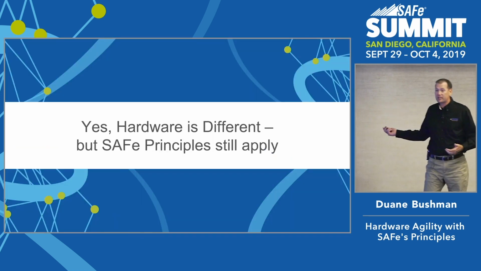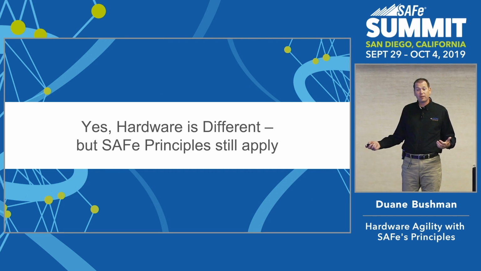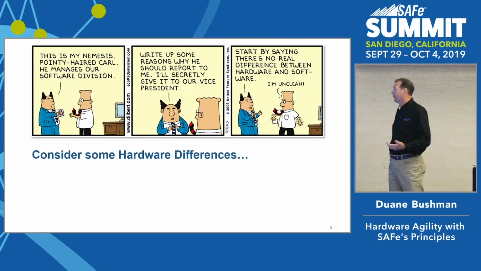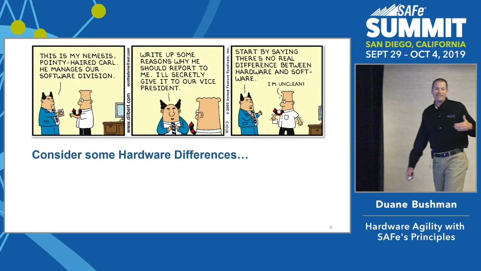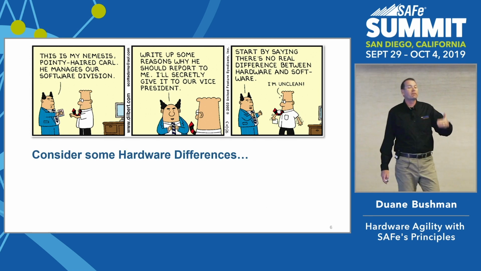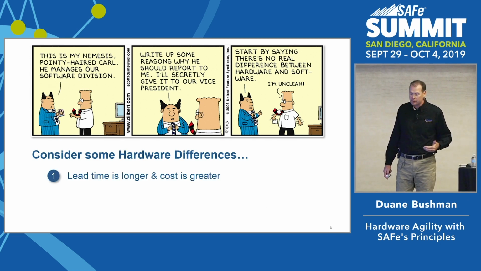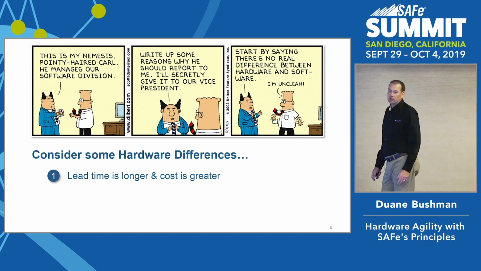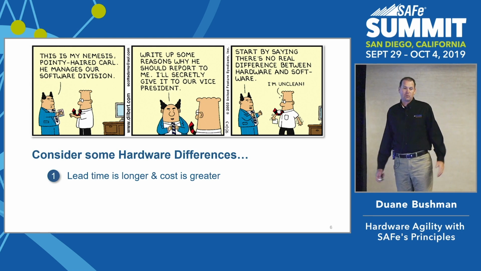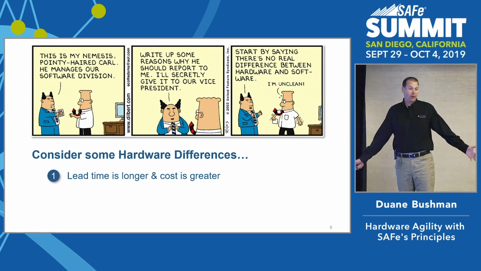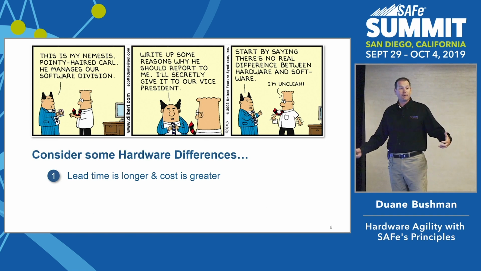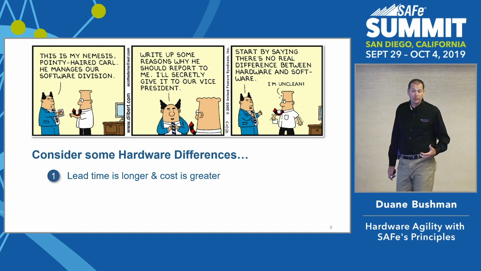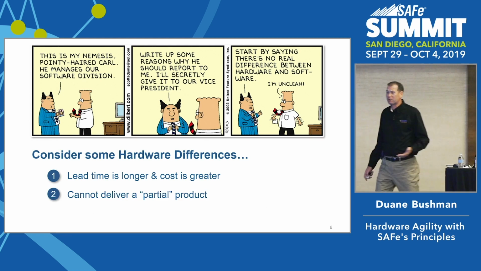But it's not without its differences. There are definitely some challenges as we start talking about it. So what are some of the considerations? What are some of those differences that we want to talk about? First off, lead time is longer and cost is greater. Without a doubt, I think we can all agree on that one. It just takes longer when we're doing something cyber-physical, something physical out there. We cannot deliver a partial product.